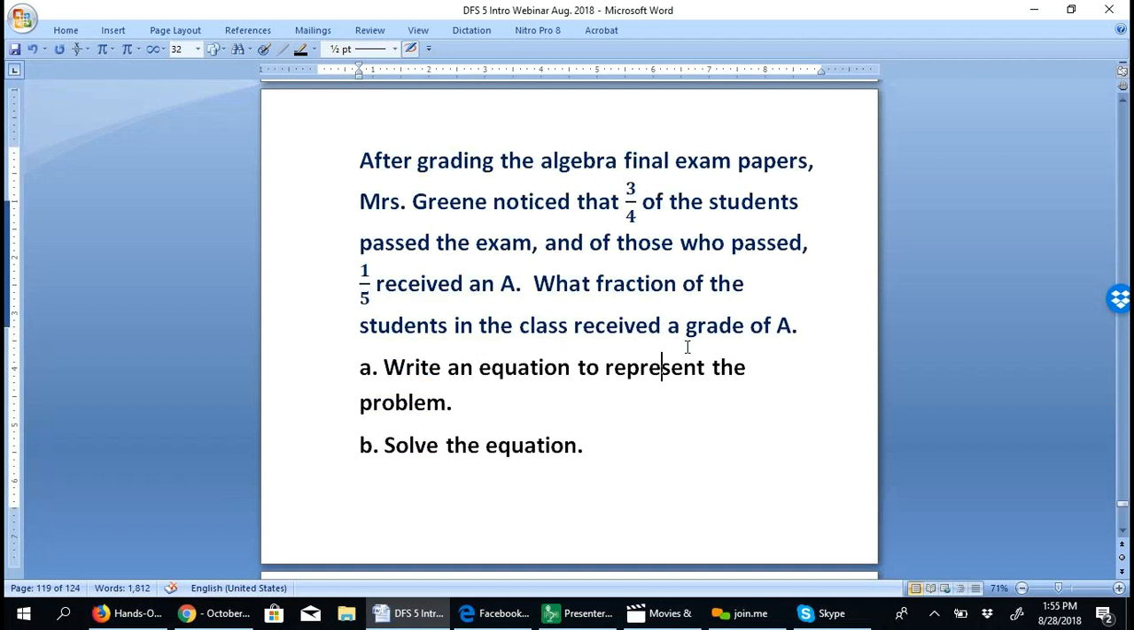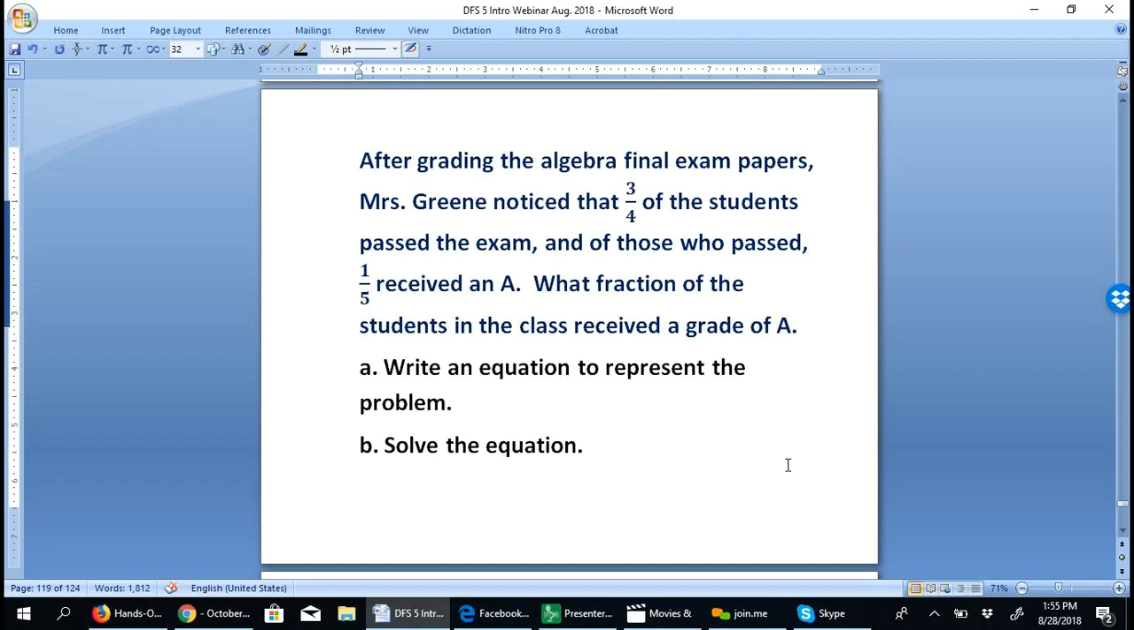You can also apply this to word problems. After grading the final algebra exam, Mrs. Green noticed 3/4 of the students passed the exam. Of those who passed, 1/5 received an A. Do you know whether 3/4 is the multiplicand or 1/5? 3/4 passed the exam, and of those, 1/5 received a grade of A. So it looks like we need to know 3/4 first.